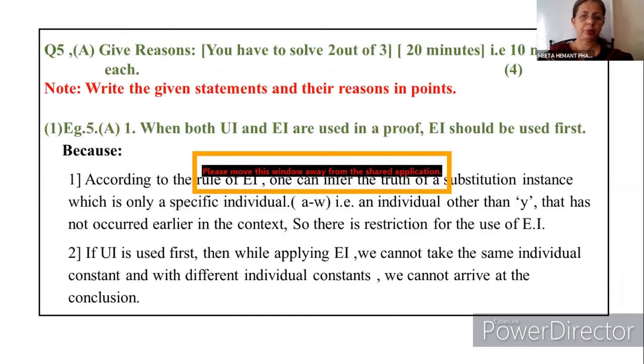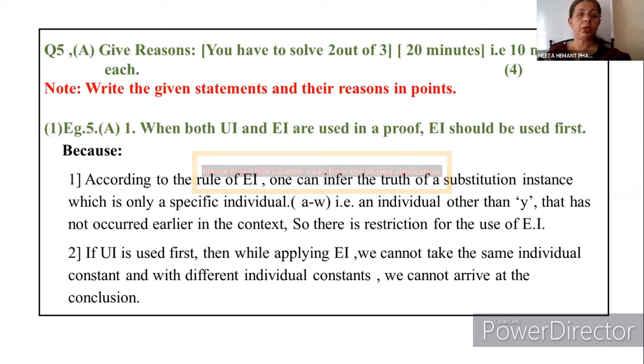Very important. Then we come to question number 5A. You have to give reasons. You have to solve any 2 out of 3. Again, you have to give 10 minutes for each give-reason question. You will have to note this down: you have to write the answer in points. But the points should not be written in just one sentence. You have to explain each point.